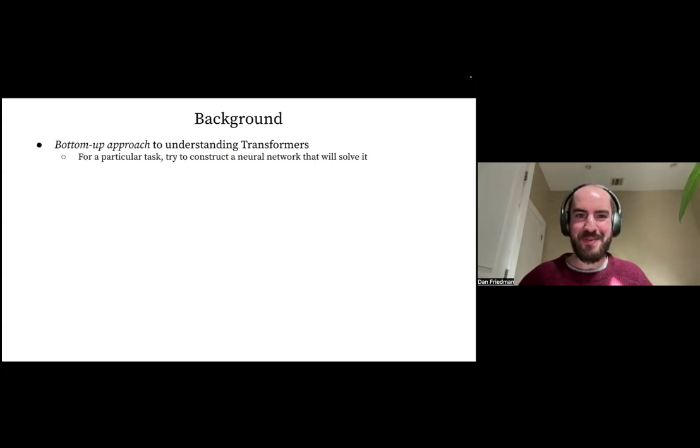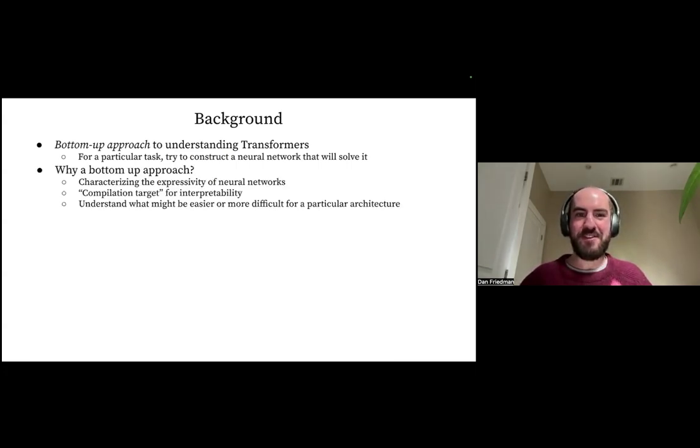Okay, so this project is an example of what we can think of as a bottom-up approach to understanding transformers. So for a particular task, can we try to explicitly construct, set the weights of a neural network that could solve that task? I think there are a few distinct reasons why this bottom-up approach can be interesting. So one is as a way of characterizing the expressivity of neural networks in a formal way. But I think this bottom-up approach can also be useful for interpretability. So if we want to understand real neural networks, having some abstractions or general ideas of patterns that these models can do could be helpful for guiding us in knowing what to look for. And having these bottom-up constructions can also help us predict where a particular architecture might struggle. So maybe we can predict what tasks will be easier or more difficult to learn.